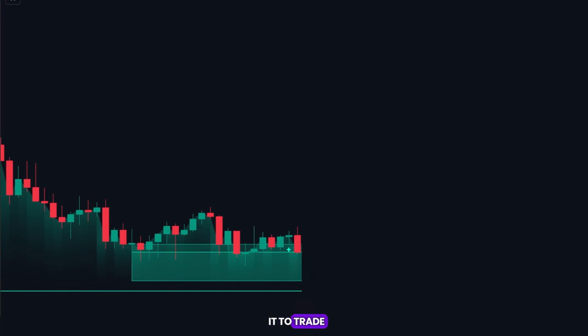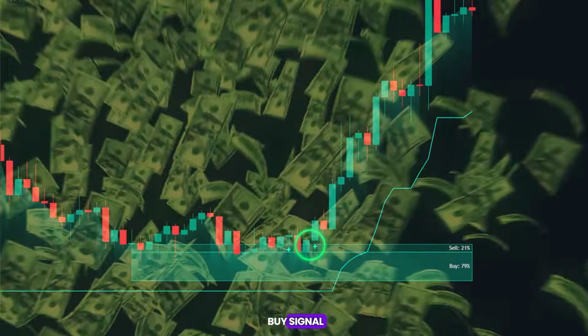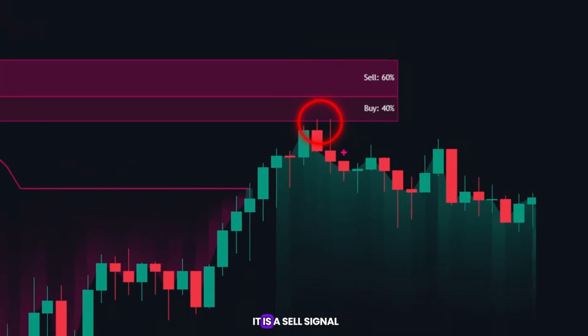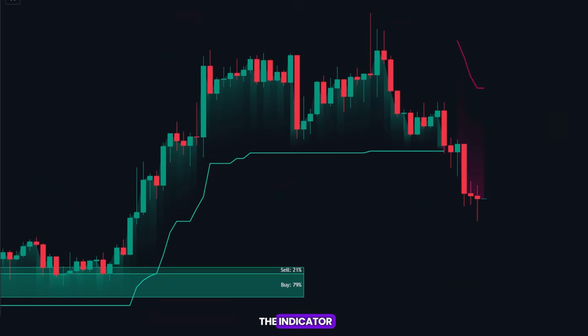How do you use it to trade? It is simple. Watch for the little cross symbols on your screen. When the price drops down, touches a green box, and a cross appears, it is a buy signal. When the price goes up, touches a pink box, and a cross appears, it is a sell signal. If the price completely breaks past a box, the indicator deletes it automatically to keep your chart clean.